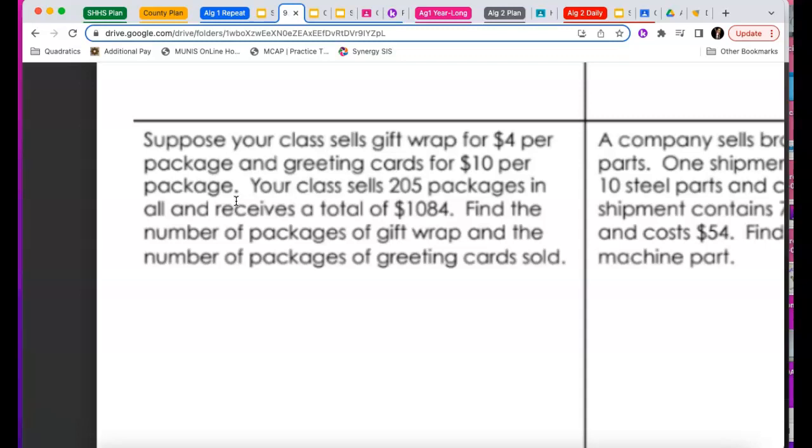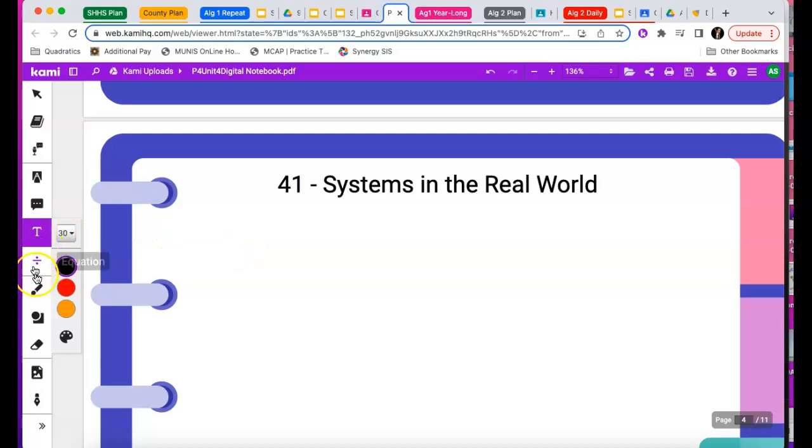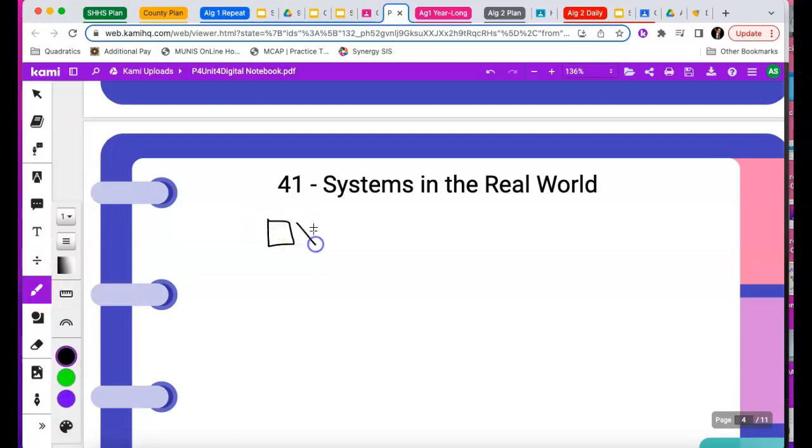So it says, suppose your class sells gift wrap for $4 a package and greeting cards for $10 per package. Your class sells 205 packages and receives a total of $1,084. So anytime we're asked to write an equation, we want to write it like this. So we have our first number and then x and then plus our second number and y. So I like to write it out like this, and then you can just fill in the blanks.